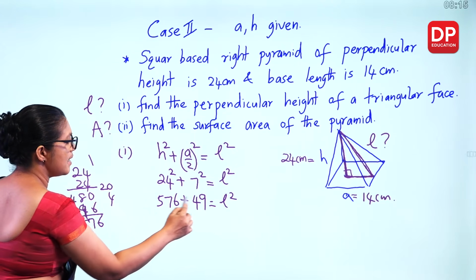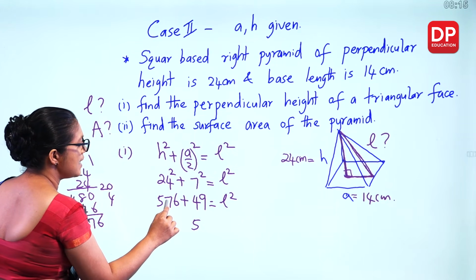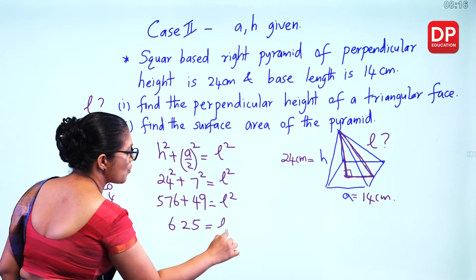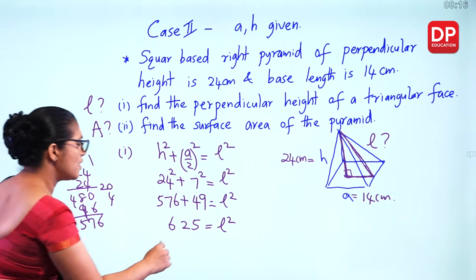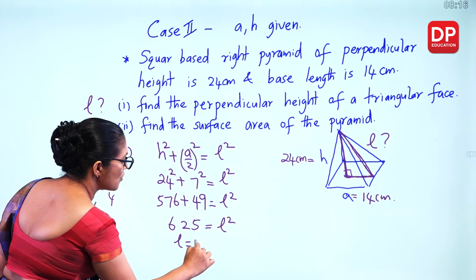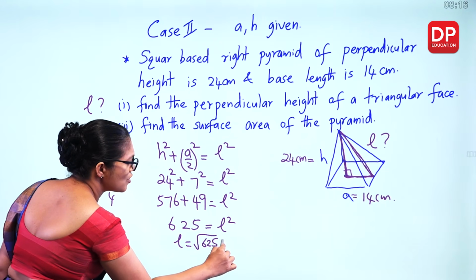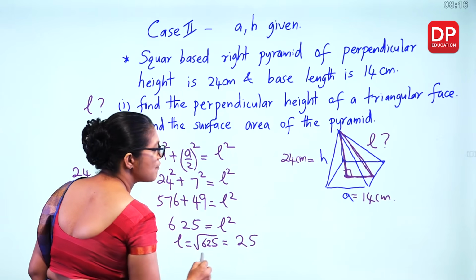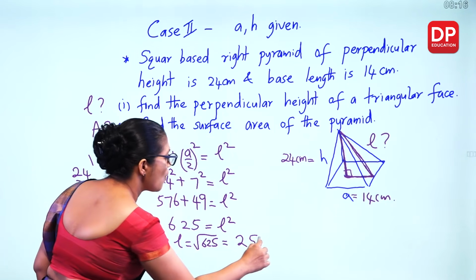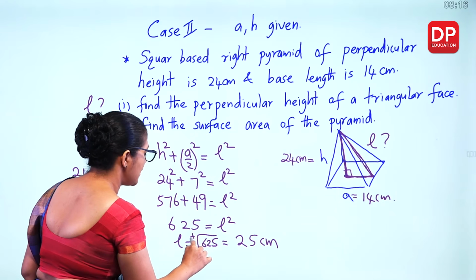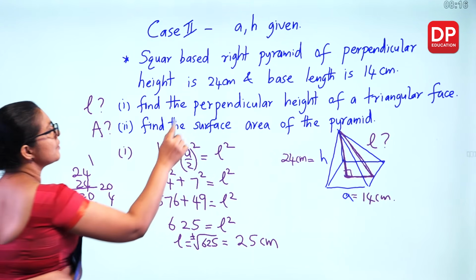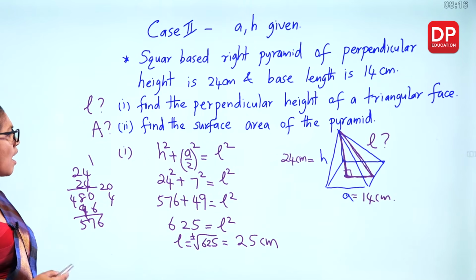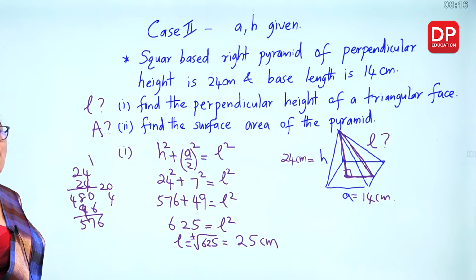Then add it together. 9 plus 6, 15. 1 remaining. 8 plus 4, 12. 1 remaining. 625 is L squared. Can you remember the square root of 625? Square root of 625 is equal to 25. Plus or minus 25, but these are lengths, so you take only positive values. So what's the perpendicular height of a triangular face? 25 centimeters. Now they are asking to find the surface area of the pyramid.